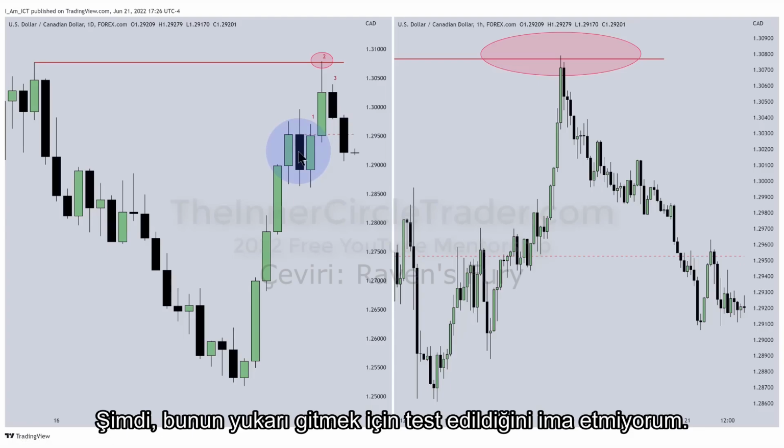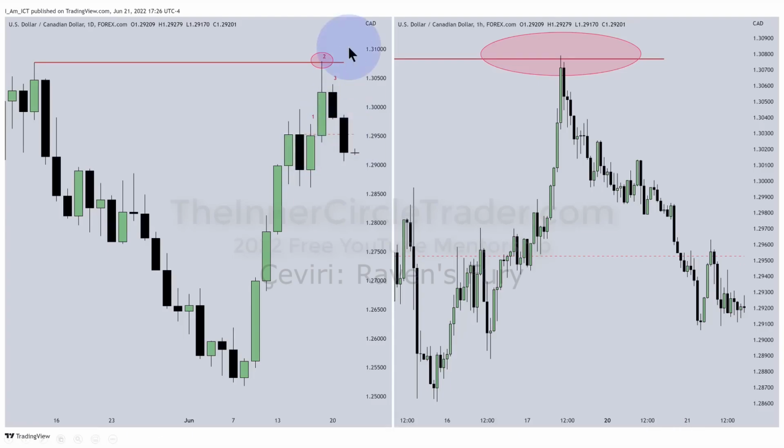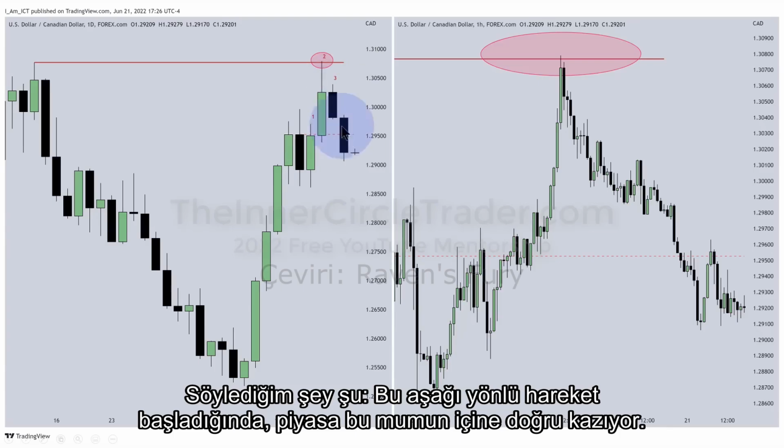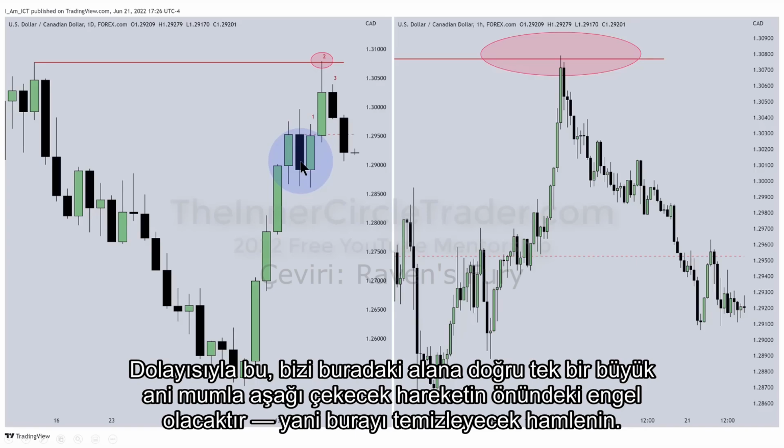Now, I'm not suggesting that we went into that to go higher. I'm just saying that as we started this down move, it's digging into this candle. So that's going to be the impediment to one big, sudden candle that would take us down into this area here and clear out this.